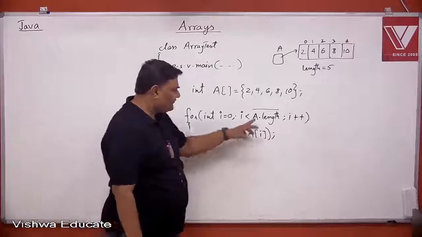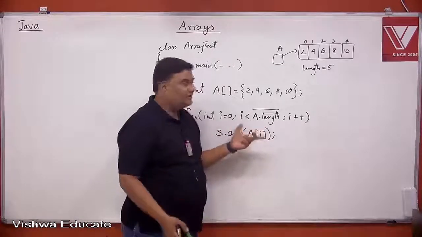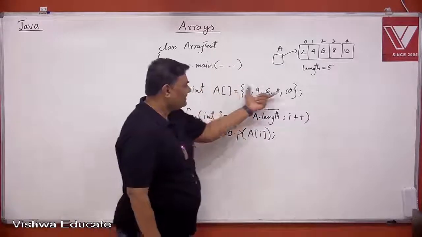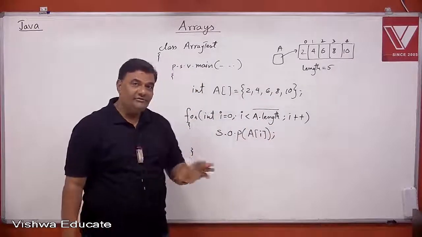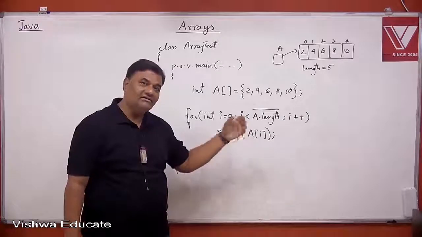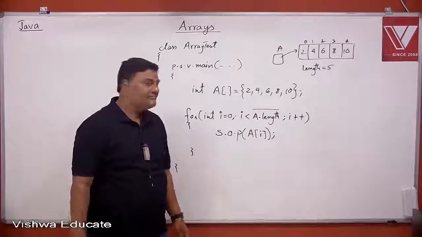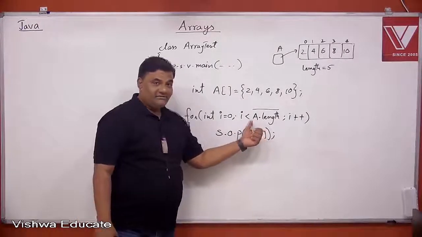So you don't know what value it will write here. I don't know unless I go up and check, okay, 5 elements. Then I can know that 5 is the size. So you don't have to worry about the size. Just say a dot length. It will execute that many times. This is a very useful property.